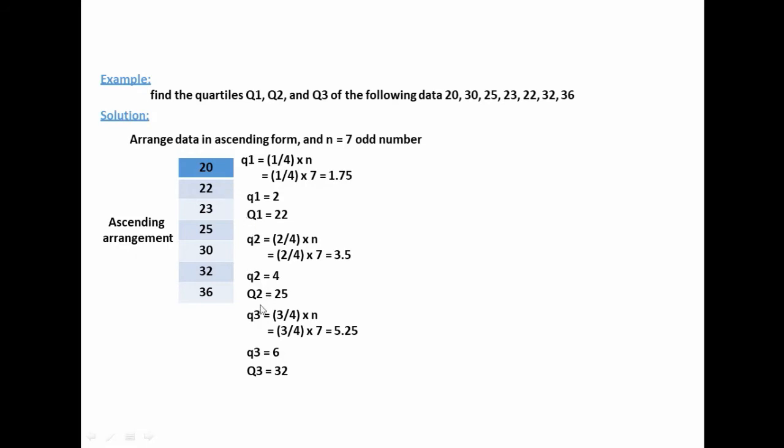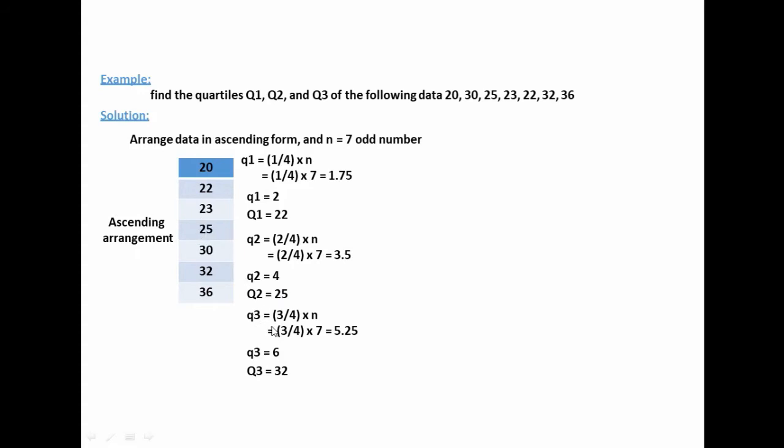So at position number 2, we obtain 2. Now for the second quartile, first of all, find the position, 2 by 4 multiplied by n. So 2 by 4 multiplied by 7, which is 1 by 2 multiplied by 7, means 3.5. And 3.5 is approximately rounded up to 4. You can easily round up this number 3.5 to 4. So the position of Q2 is 4, and at the 4th position we obtain 25. So this is Q2.